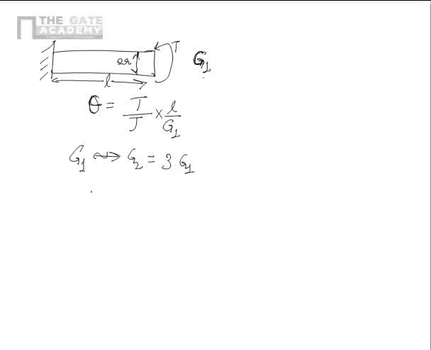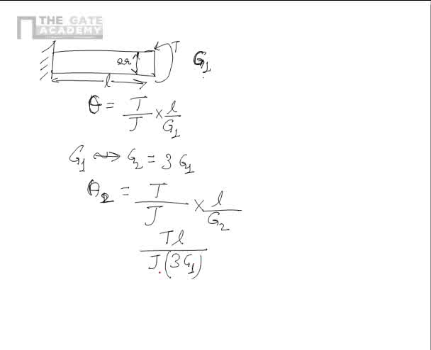So now for the same bar, the same length and the same radius, the value of twist changes to theta 2, which is nothing but T upon J, the J remains the same because we are not changing the radius, multiplied by L by G2. That is TL upon J into 3G1, so the twist reduces by 1/3.